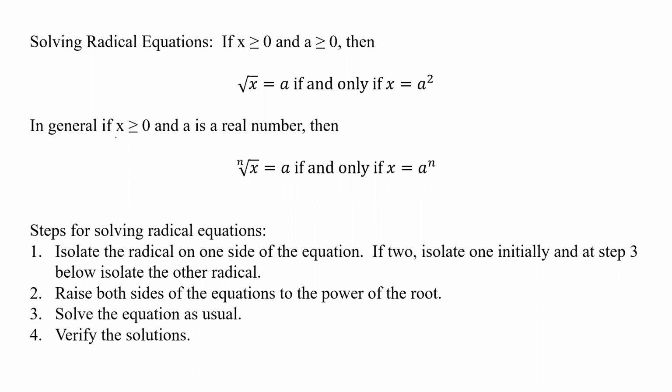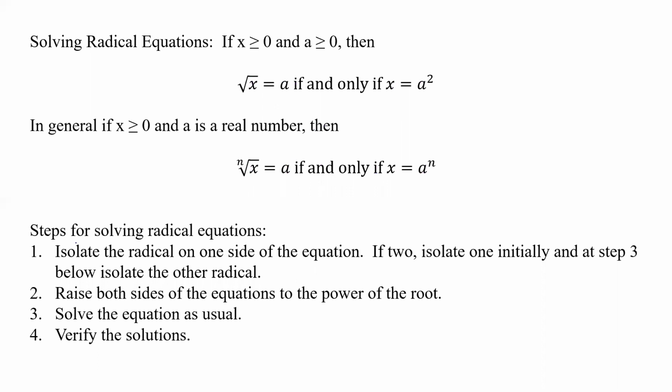And then in general, if x is greater than or equal to 0 and a is a real number, then we can have the nth root of x is equal to a if and only if x is equal to a to the n. And so this is going to help us get to solving radicals. So what we're going to do is we're going to have something like this, and we're going to square both sides. And when you square the square root, you just get the x. When you square the a, you get the a squared. Here, we're going to take this to the nth power, and so when we do that, we'll get x, and when we take a to the nth power, we get a to the n. And so that's how we're going to get rid of radicals and actually solve these equations.